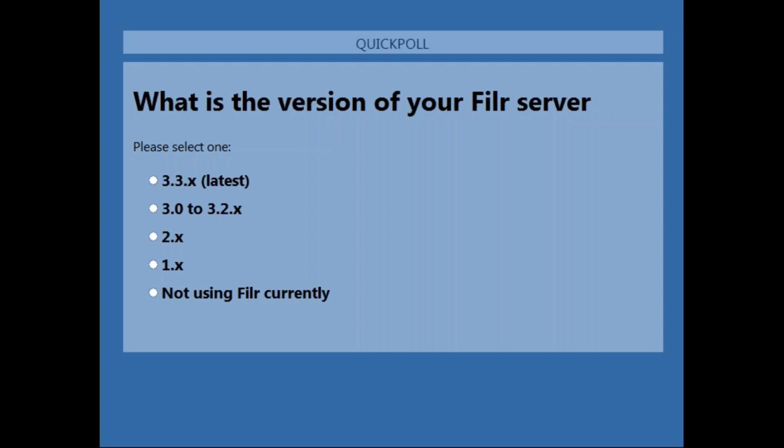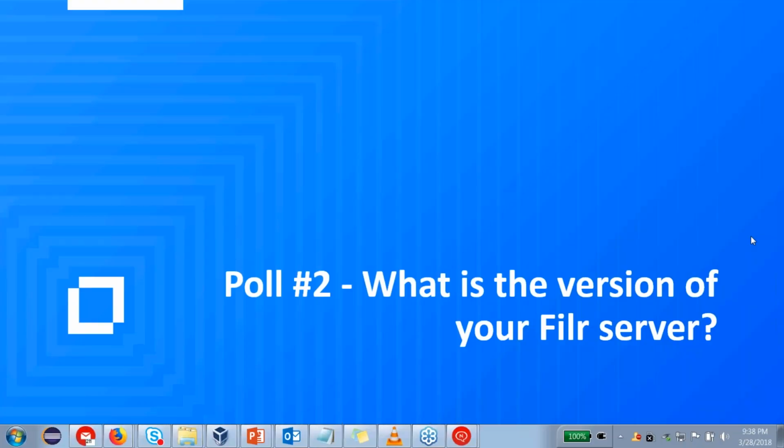Okay, so around 85% of you have voted already, and it looks like around 42% of you are already on Filr 3.3.x, and around 34% of you are on Filr 3.x, but not yet on Filr 3.3. We still have 10% of you on Filr 2.x, which is understandable.